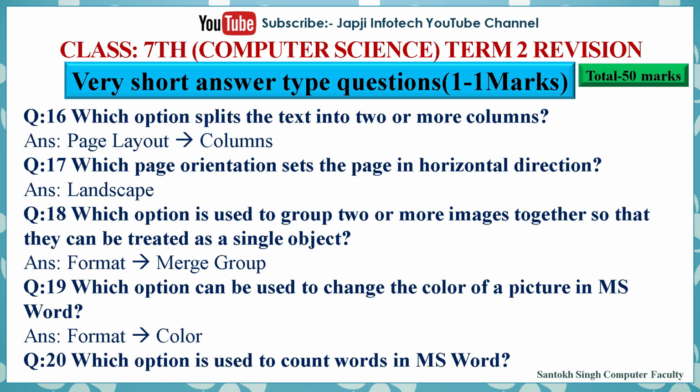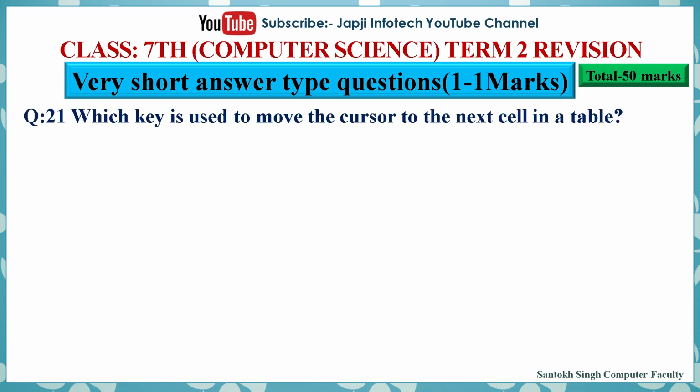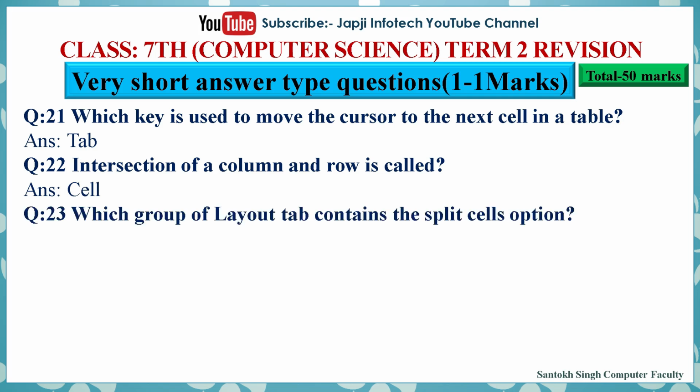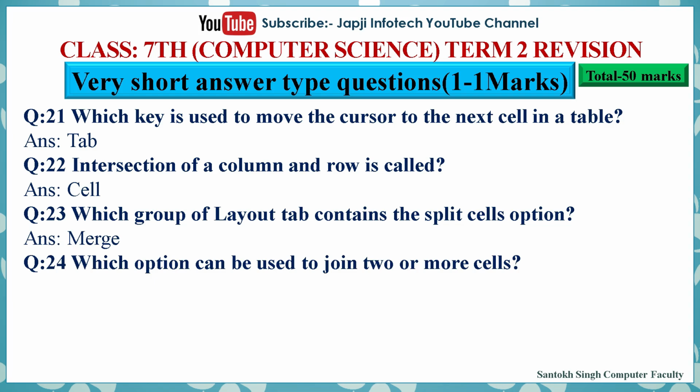And the 20th one is, which option is used to count word in MS Word, and the right answer is word count option. And the 21st one is, which key is used to move the cursor to the next cell in a table, and the right answer is tab key. The 22nd one is, intersection of column and row is called dash, and the right answer is cell. The 23rd one is, which group of layout tab contains the split cell option, and the right answer is merge group. And the 24th one is, which option can be used to join two or more cells, and the right answer is merge cell option.